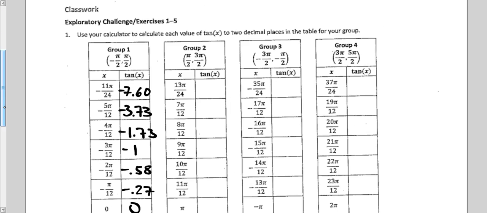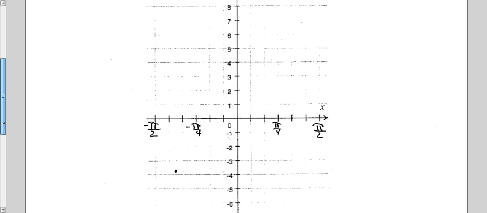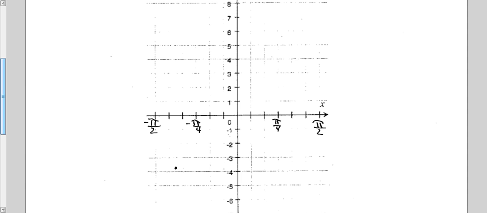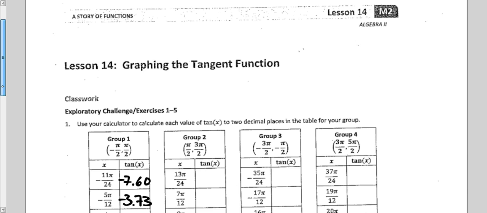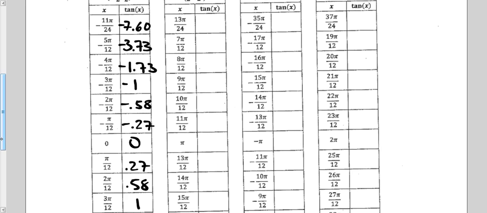Now, negative 4 pi over 12. That's exactly 1/3 pi, right? And that value is negative 1. Now, negative 1/3 pi, boom, about right there, and that's going to be about right here. Now we're starting to cook with gas.